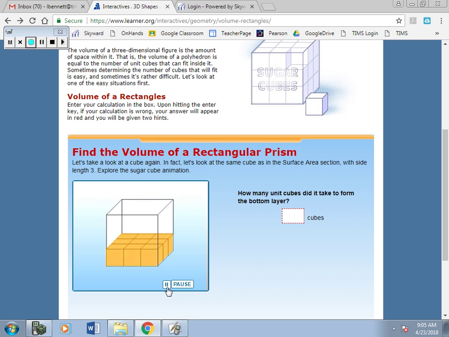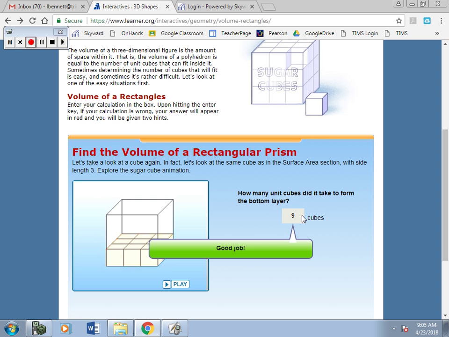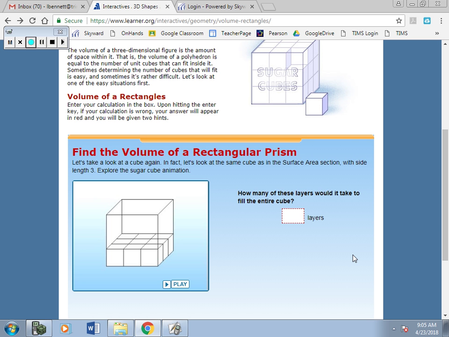And it asks you how many unit cubes did it take to form the bottom layer. What's our answer? 3 by 3. So if I fill in 9 here, it'll let me keep going. All right, how many layers do you think we would need to fill up the entire cube? 3. So how many total cubes would it take to fill? 27. So what did we do?